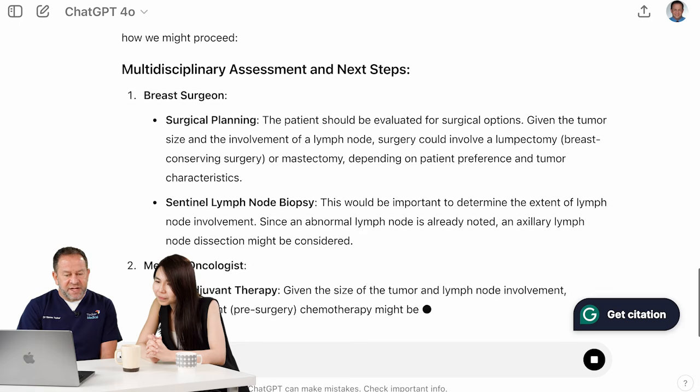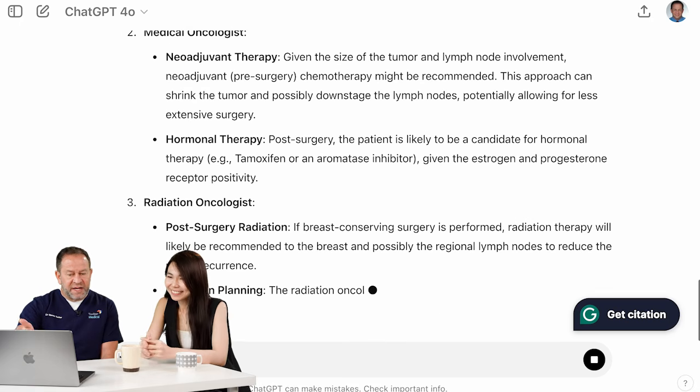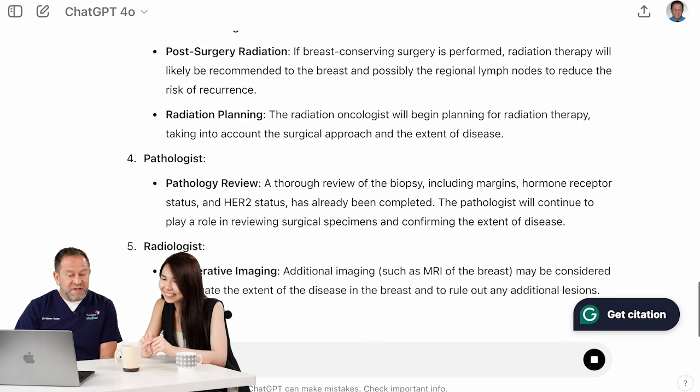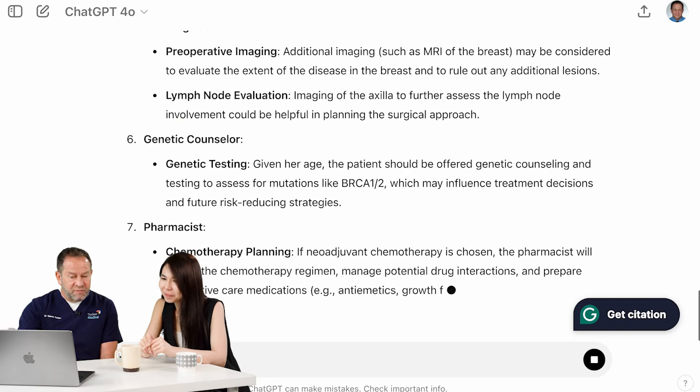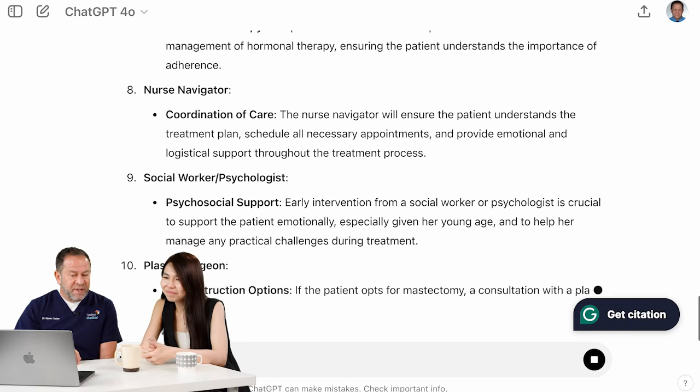So given the information, surgical planning, consideration of preoperative chemotherapy, everyone's giving their opinion. I think for time, I'm going to jump ahead and say surgery's been done. And what I want to get to is the treatment being offered by the medical team, the standard of care.